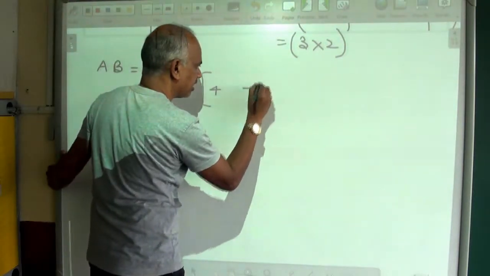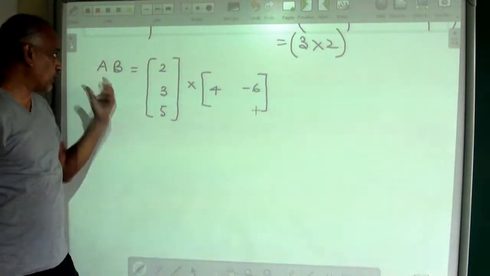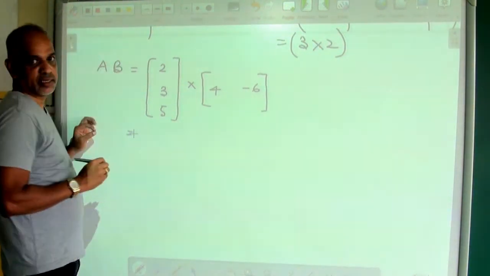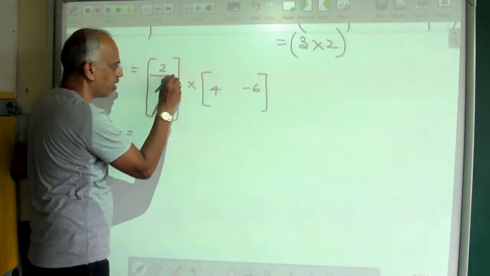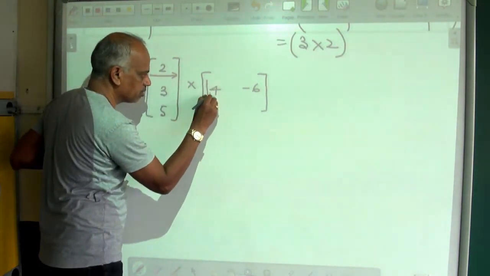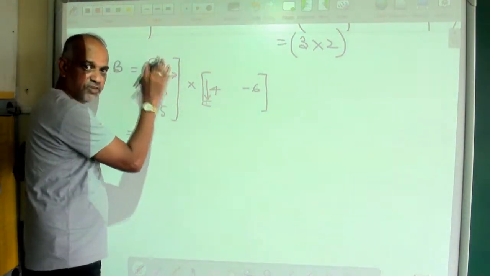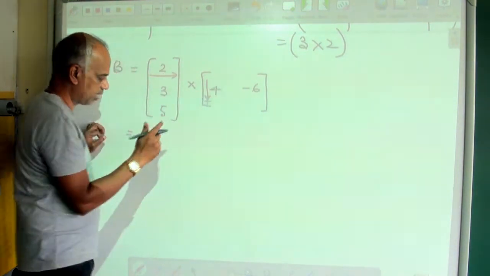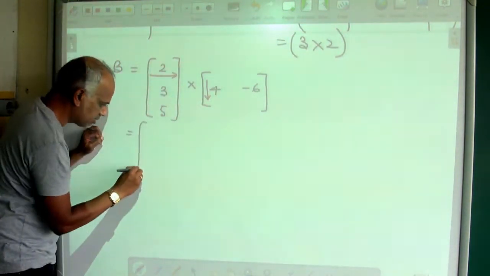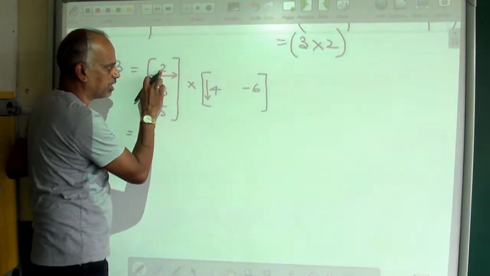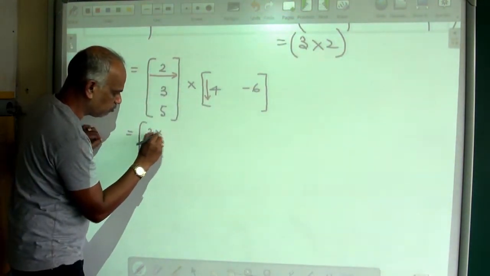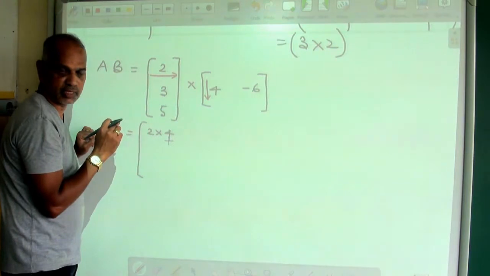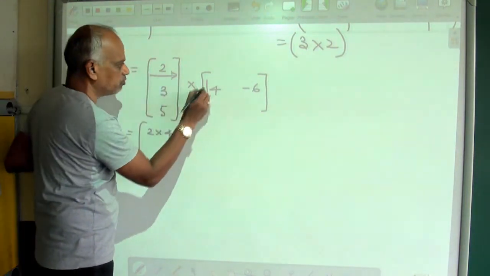4 minus 6, like this. So how to multiply these 2 matrices is you have to multiply the first row of this matrix with the first column here. A row of the first matrix and a column of the second matrix. So first row with first column. Okay. So this is what you're going to get. First row with first column, which means you're going to multiply 2 with 4. 2 into 4. Because you use the first row, you will write the answer also in the first row. Okay. Then first row with first column is done.